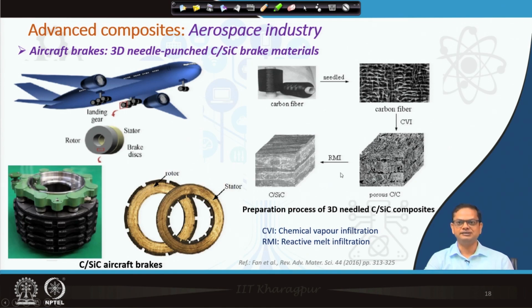RMI means this is actually a melt infiltration technique. Reactive melt infiltration. Why reactive melt infiltration? Now, if you infiltrate with silicon, as I was saying earlier, some of the carbon would be reacting with the silicon and forming silicon carbide. So, now again what you have? You have a silicon carbide matrix, and in that you have these needled carbon fibers, extremely resistant to wear, and that is why you can see here this rotor and stator, the outer layer of the rotor and the inner layer of the stator, those are actually made by this carbon SiC composite.